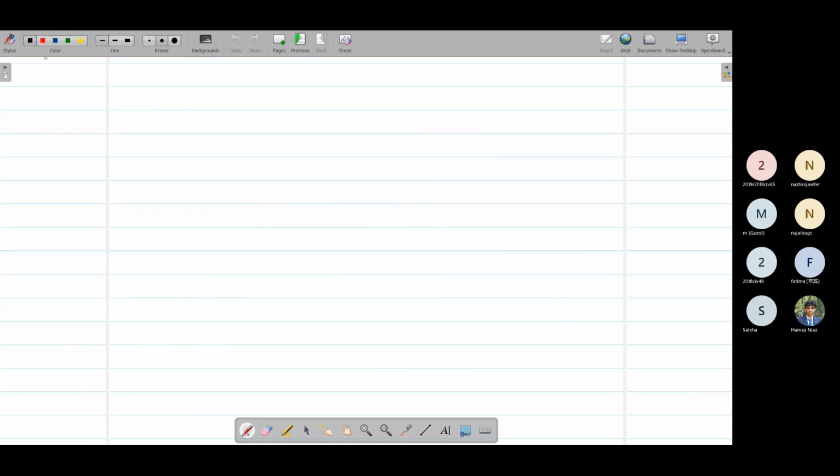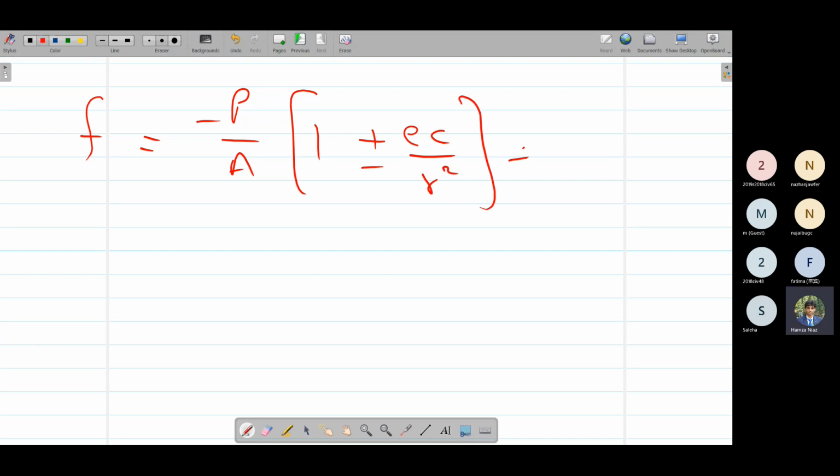So first, we have to calculate parameters. For example, this was the equation of pre-stress: f is the stress, equal to minus P over A times 1 minus or plus P e c over r squared, plus or minus M over S. This is the basic equation of pre-stress. So we require the area of concrete for this, c, r squared, and S. We require all these four parameters, so we have to calculate these first.